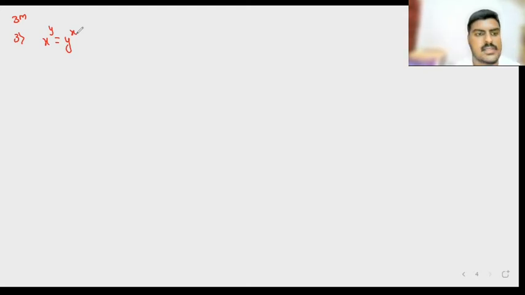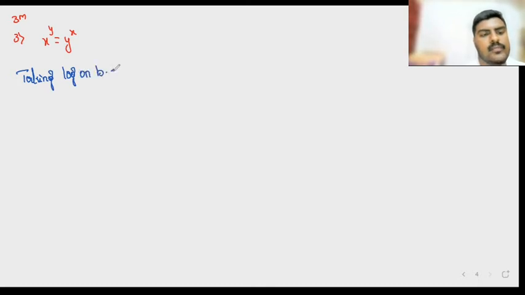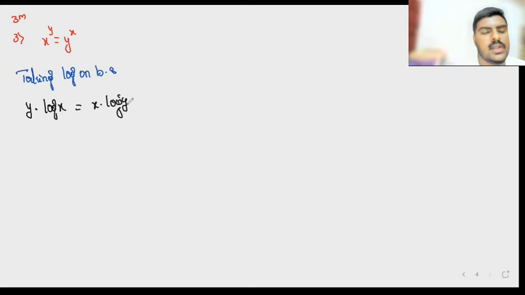Y power x we have here. So now you should observe this one. Take log on both sides directly. Taking log on both sides, what it comes to here: y into log x equal to x into log y.